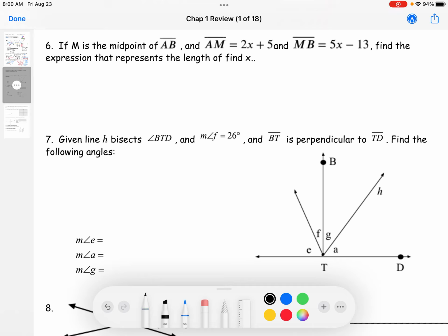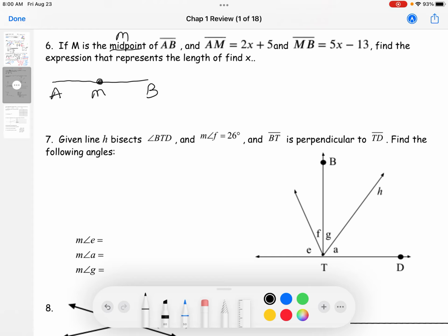If M is the midpoint of AB and AM is equal to 2x plus 5 and MB is equal to 5x minus 13, find the expression that represents the length of x. We're going to go ahead and draw the picture first. So AB, okay, and then the middle is M. And again, this is the midpoint. So we're going to call our M midpoint. Our midpoint is the M.